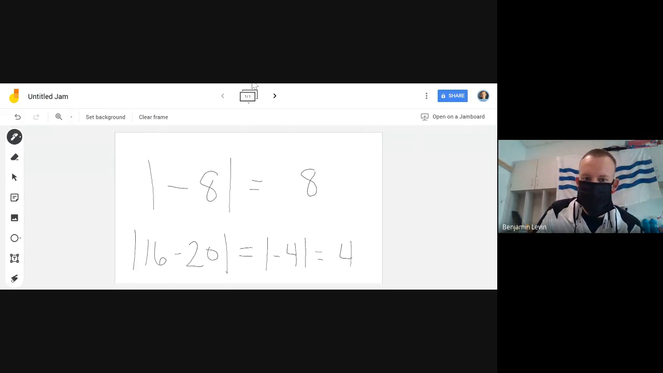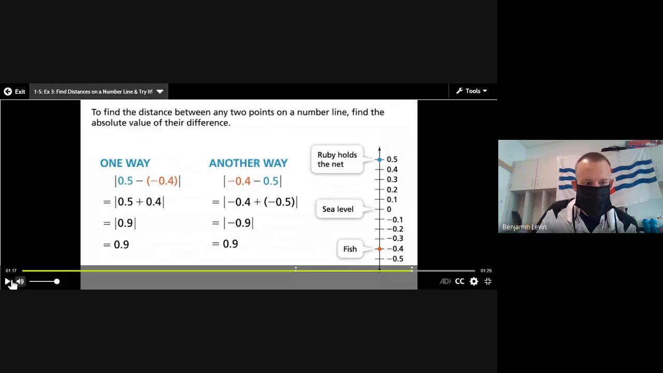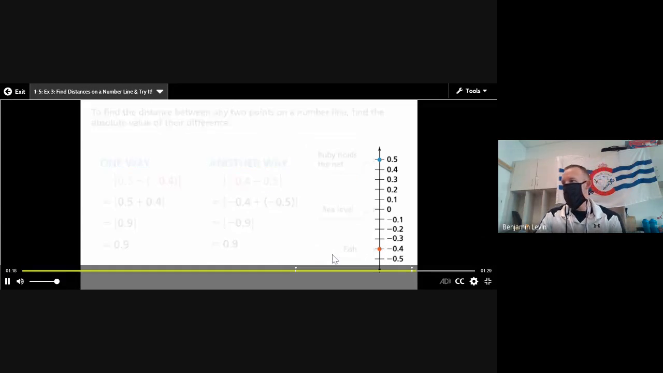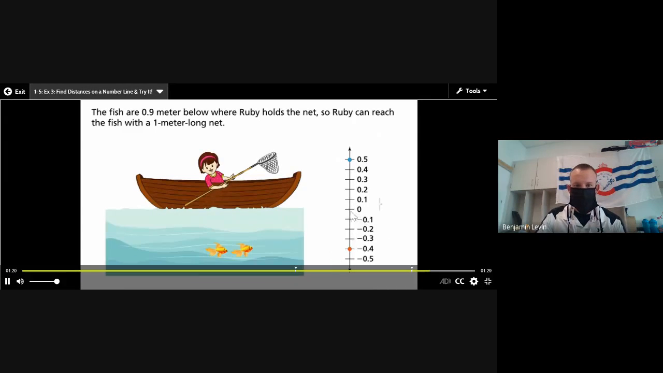Let's go back to the video. Share that tab. The fish are 9/10 meter below where. I'm sorry? They can see it. They can see it on the screen. They're seeing what's up on the board right now.